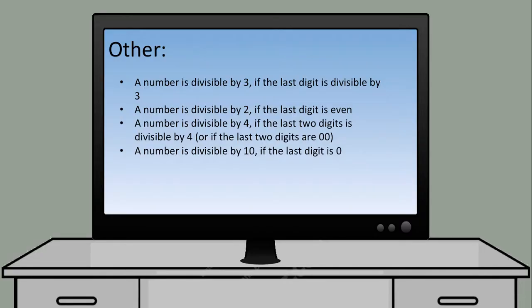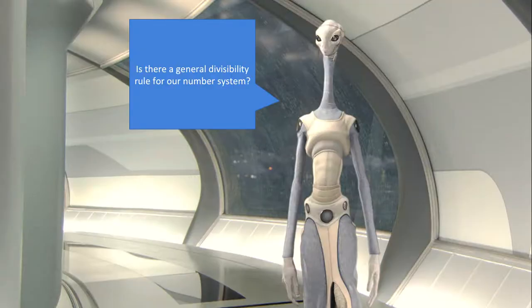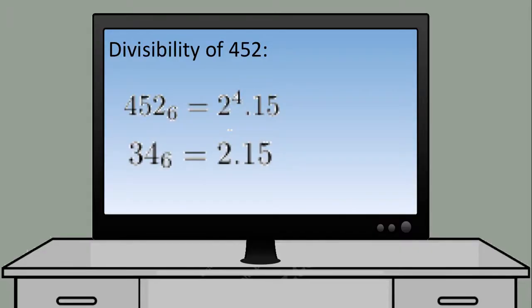We can get other divisibility rules for primes such as the ones shown on the screen, and these can also be proved in similar ways using modular arithmetic in base 6. Is there a general divisibility rule for our number system? You break each number down into its prime factors. So 452 breaks down into the factors shown on the screen. Since the prime factors of the divisor are a subset of the prime factors of the dividend, we can see that 452 is divisible by 34.